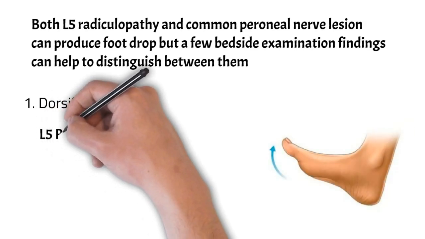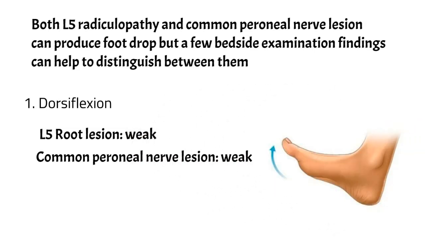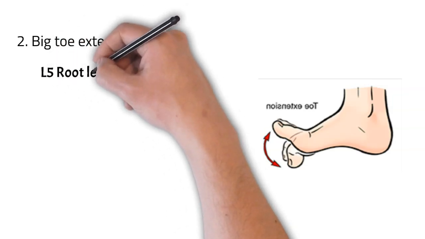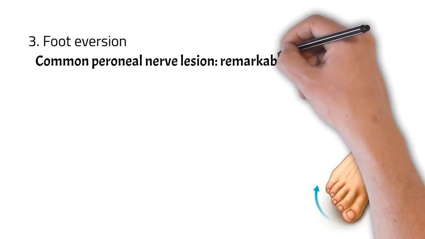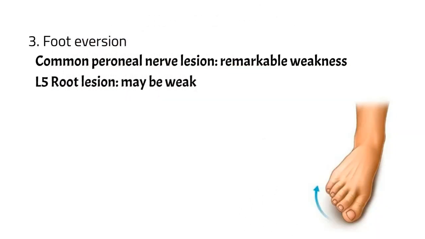The first movement is foot dorsiflexion, as both L5 root lesion and a common peroneal nerve lesion produce a weak foot dorsiflexion. The second movement is big toe extension. Both L5 root and a common peroneal nerve lesion produce a weak big toe extension. The third movement is foot eversion. Although a common peroneal nerve lesion produces a remarkable weakness in foot eversion, an L5 root lesion also can cause a weak foot eversion.